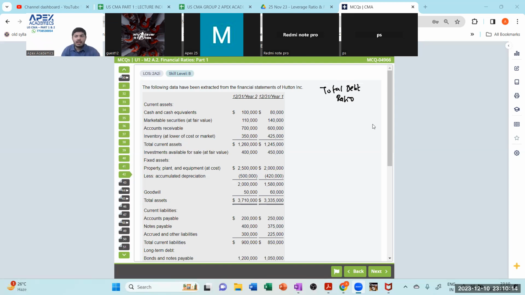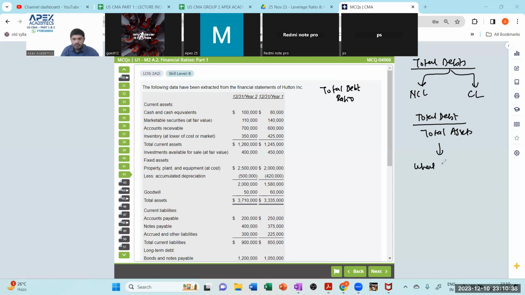Sir, please explain total debt ratio. Okay, pay attention. Total debts comprise non-current liabilities and current liabilities. This total debt you will divide by total assets, and you will ask yourself what percentage of total assets is financed out of debts. Now look over here in this question.